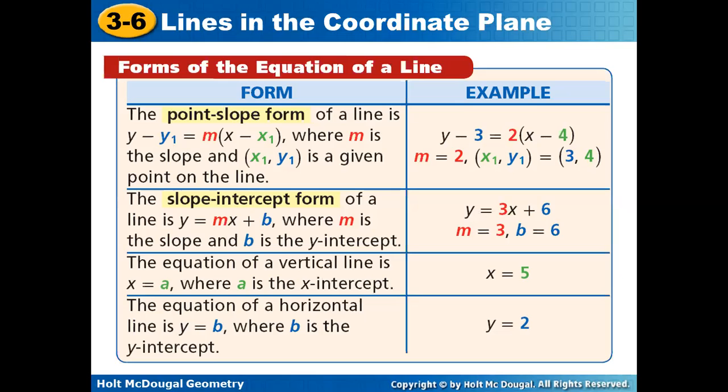That's all. Now the next one, the equation of a horizontal line is y is equal to b, where b is the y-intercept. Horizontal means the sleeping line like this. So the equation of a horizontal line is y equals b, where b is the y-intercept. Everywhere you find b, that's going to be the y-intercept.